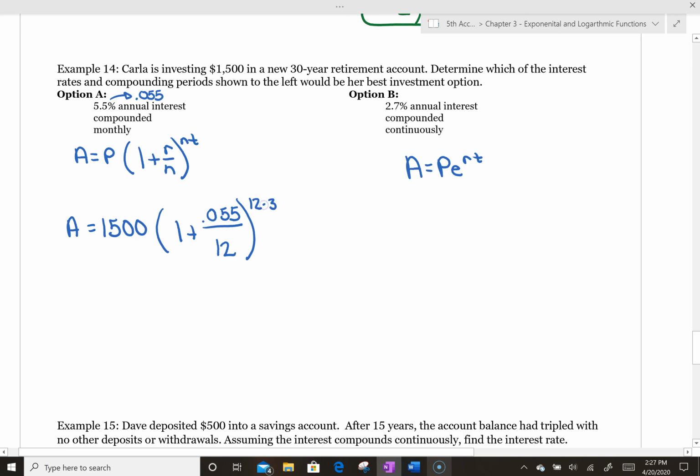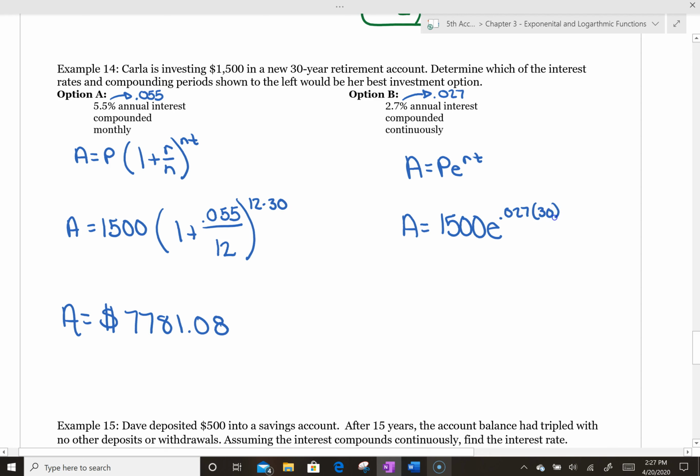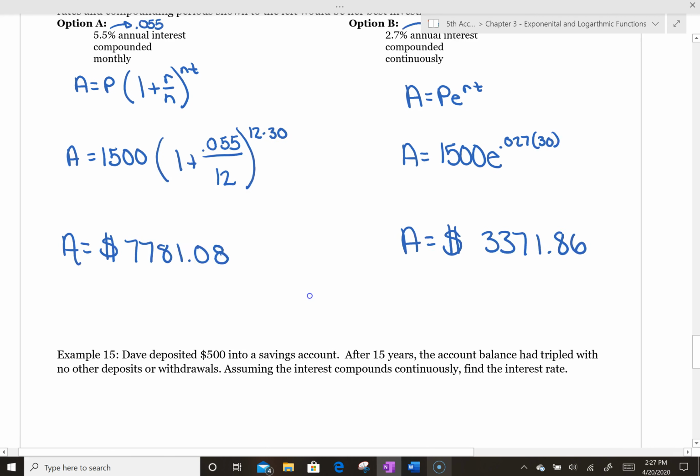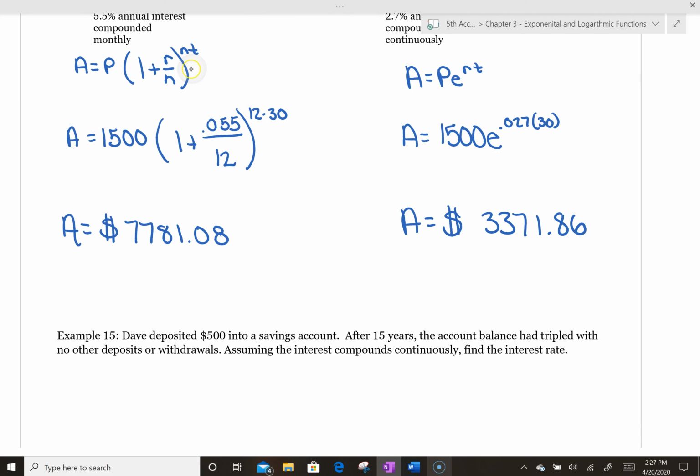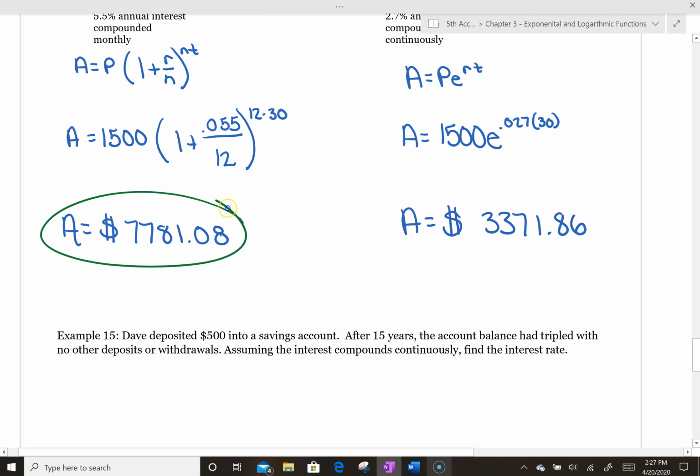So we come over here to the continuous one. It's still $1,500. But this time our interest rate is 2.7, so it's 0.027. And again for 30 years. So you type that into your calculator, and that would be $3,371.86. So based off of this, since you are investing money, you want more money, okay? So that means option A is the one we need to go with because it yields more money.